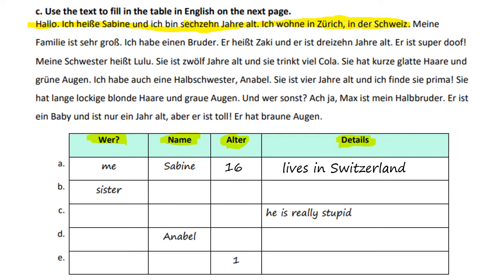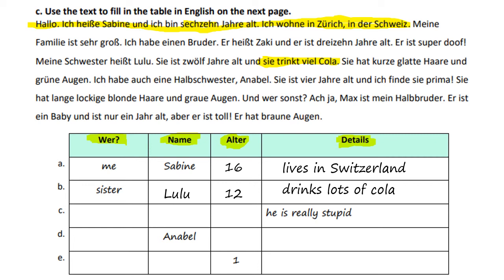All right then, so B was a sister. The name is Lulu, and she's 12. And it actually says there, sie trinkt viel Cola. So if you'd even just written the word cola there, that would have been fine. It actually means she drinks lots of cola, which is a bit random, but there we are. Just having cola there would give you a mark, so that's all you need.